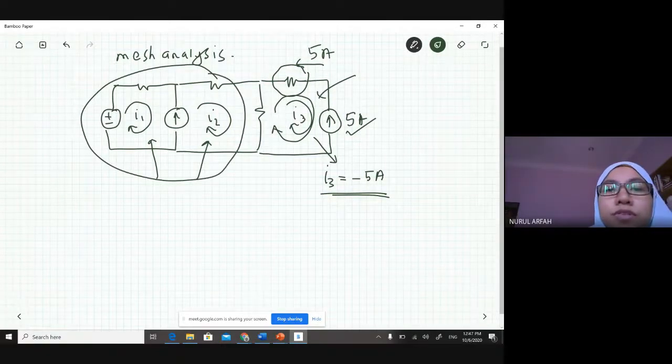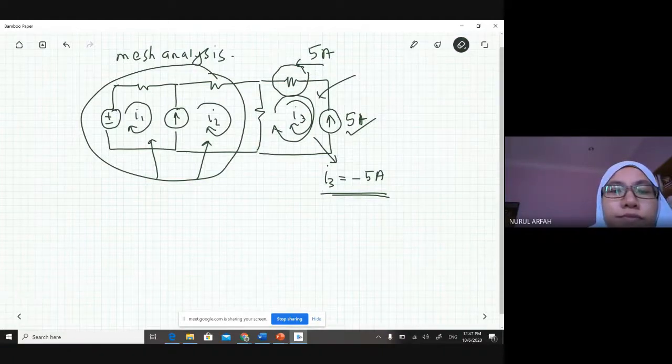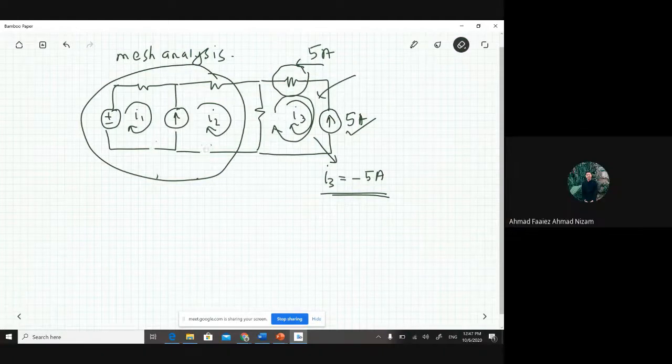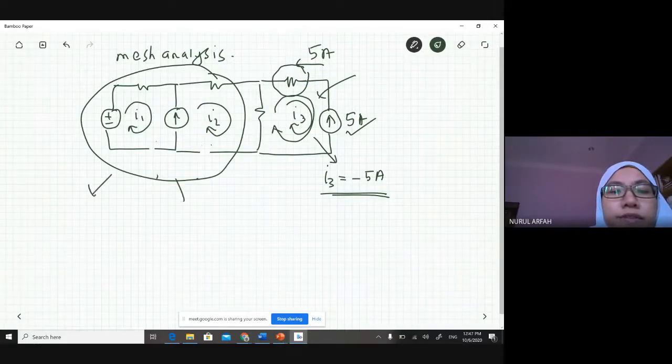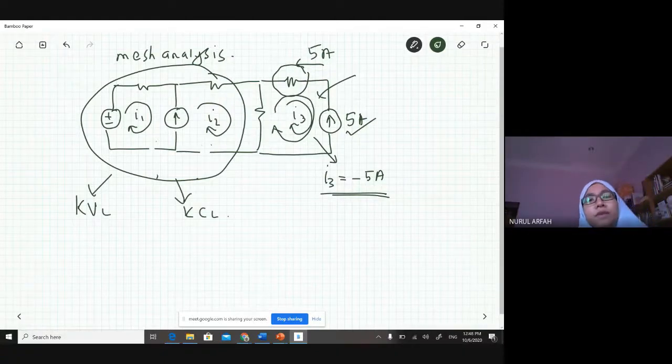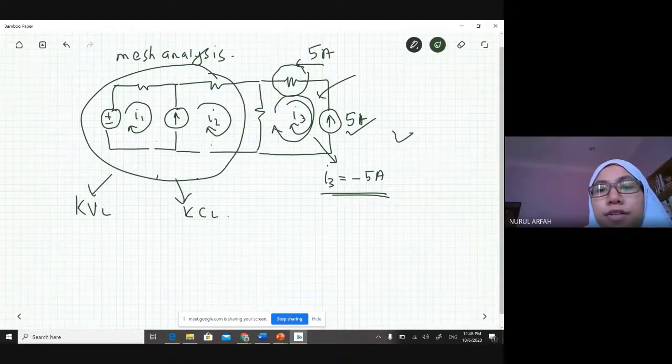Do we have a super node here? No, super mesh. Do we have a super mesh here? Yes, madam. Yes, because the current is in between two unknown loops. So you have a KVL and KCL, and that's enough to solve your answer, KVL and KCL. Okay. All right. Okay. I think that's all.